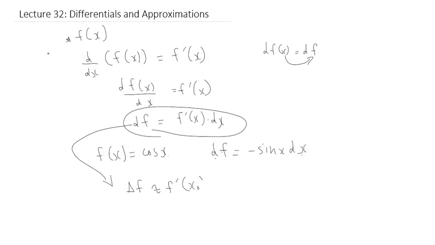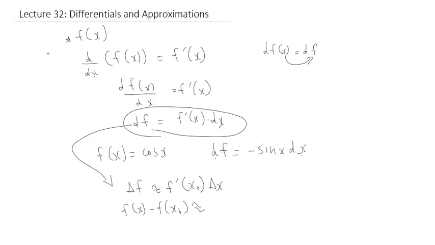And f dash x naught is the threshold point that we've described in the previous videos as well, right? It's the point that we're concerned with. And delta x is replaced by dx, so it's basically the same thing. But why is it so important? Well, it's important because we talked about this equation in the previous video.